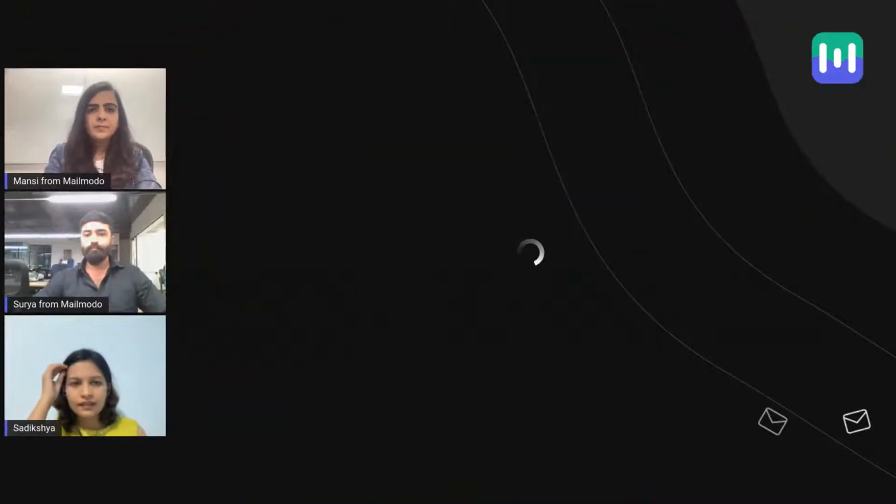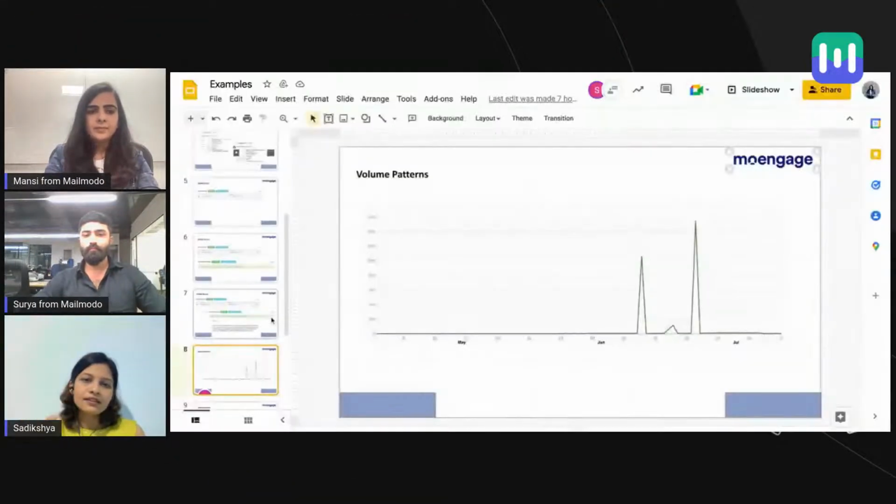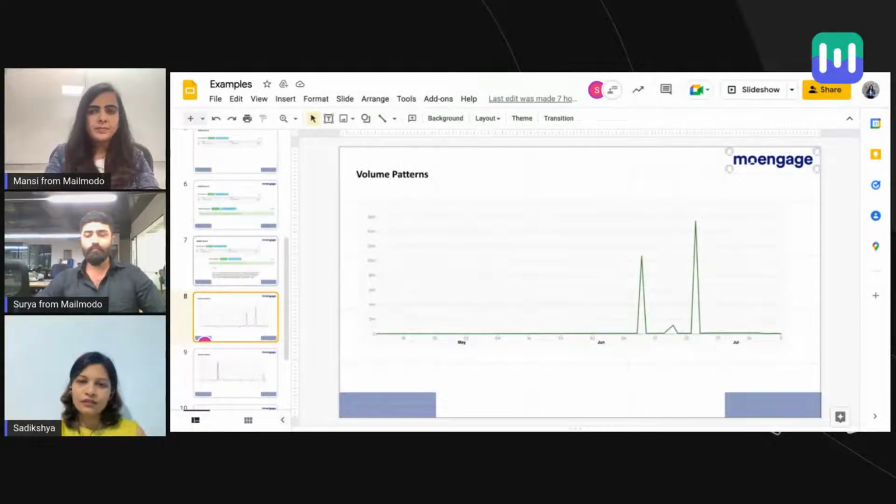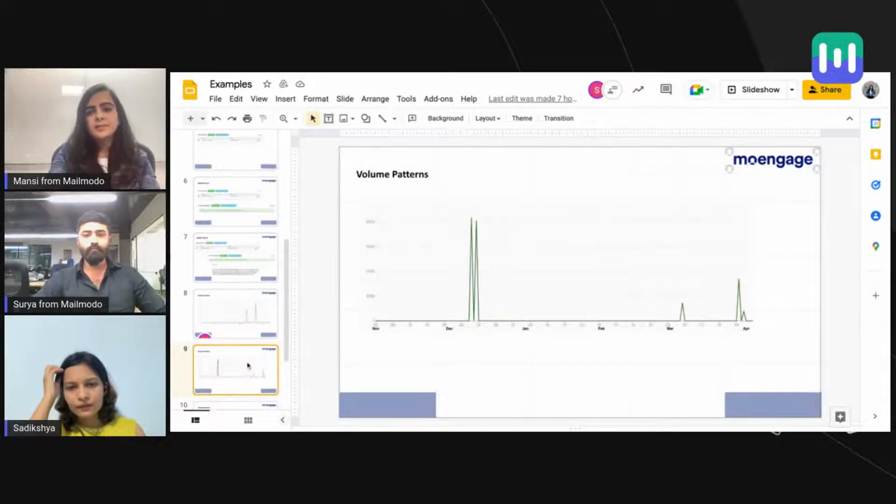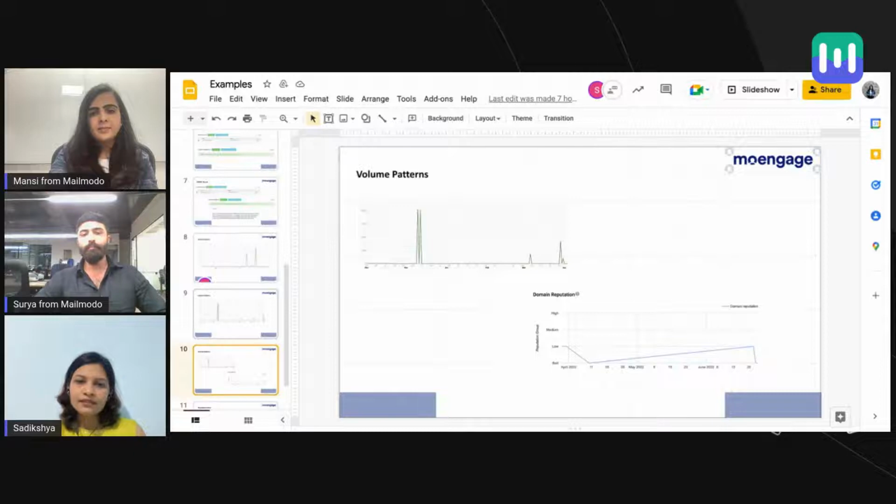If you look at this, see, terrible. This is a terrible volume pattern. I mean, there was a sudden spike, right? And if you go to the next slide, see, these are some examples of really bad volume patterns. If you have patterns like this, your reputation is going to be on the bad or the low level, and it's not going to inbox.